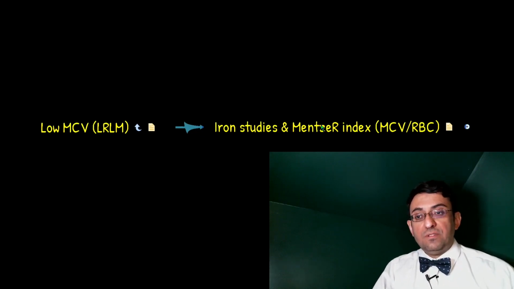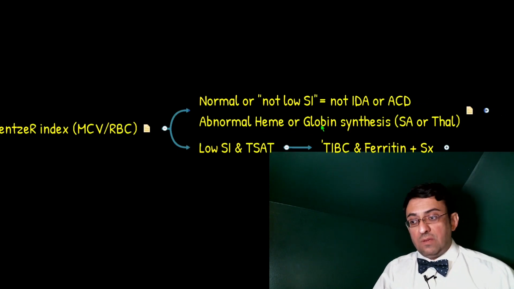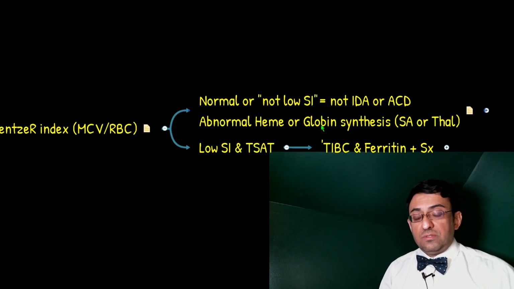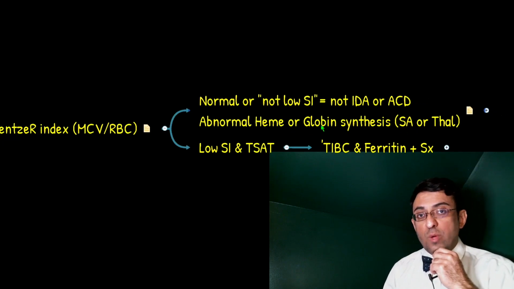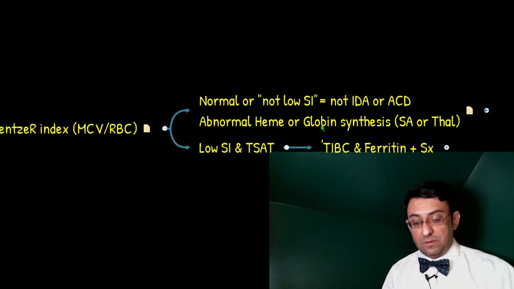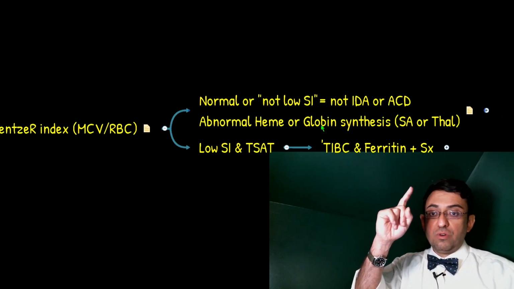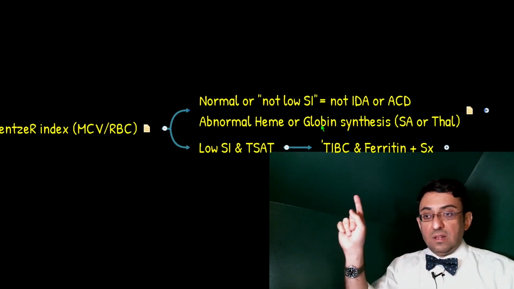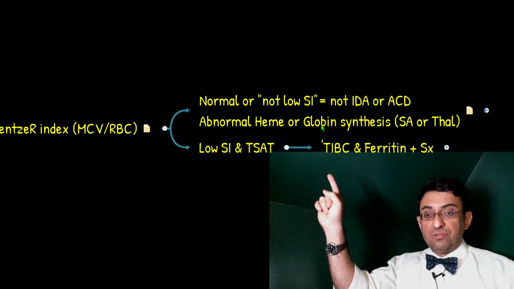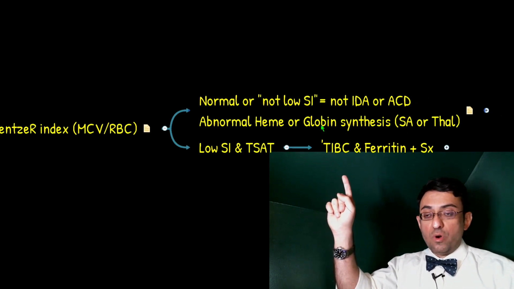How do we separate these for differential diagnosis? If we have low serum iron and transferrin saturation, we are dealing with iron deficiency anemia or anemia of chronic disease. Otherwise, we are dealing with thalassemias and sideroblastosis. Now, I didn't say normal serum iron or transferrin saturation because in one of the differentials, and that is sideroblastic anemia, we have increased serum iron. So please read it exactly as I've written here. Normal or not low serum iron means sideroblastic anemia or thalassemias. Low serum iron and transferrin saturation means iron deficiency anemia or anemia of chronic disease.